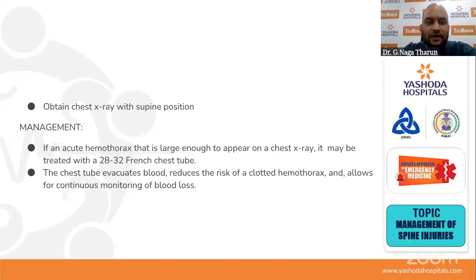Management in hemothorax: if an acute hemothorax is large enough to be seen on X-ray, it may be treated with a 28 to 38 French chest tube. No need to use the 36 or 38 size French tube; we'll go for the 28 or 32 French ICD. The chest tube evacuates blood, reduces the risk of clotted hemothorax, and allows for continuous monitoring of blood loss.